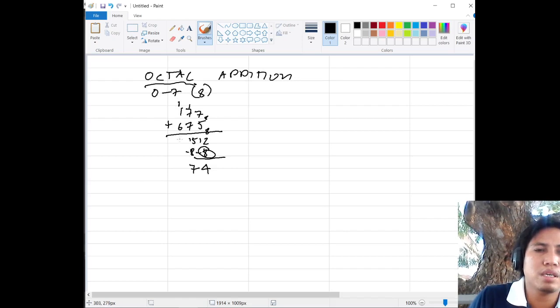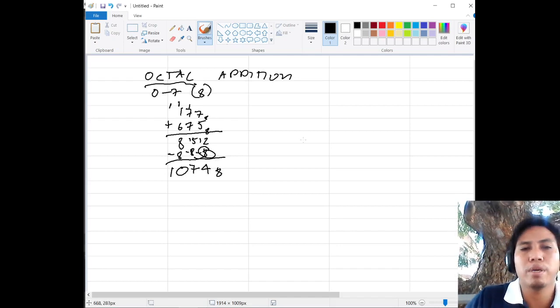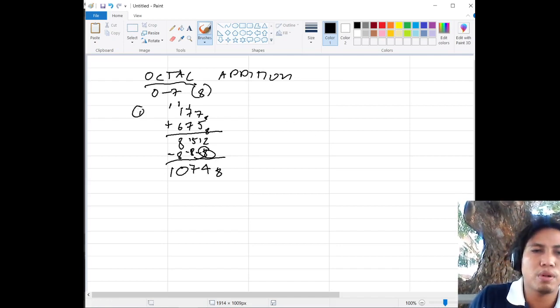So 1 plus 1 plus 6, that is 8. Take note, 8 is still not a valid digit. Still not a valid digit of octal. So what should we do? Subtract 8, then the resulting is 0. Now 0 is already a valid digit, but we subtracted 8 in here, so you carry another unit and bring it down. So 177 plus 675 base of 8 is actually 1074 base of 8. This is example number 1. Sample number 2.